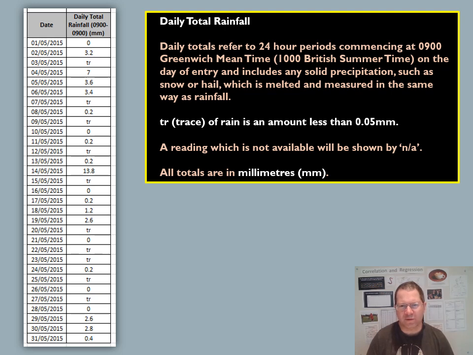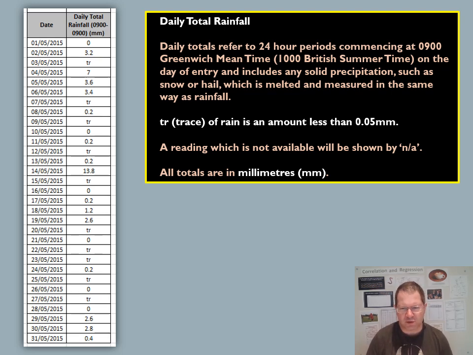Daily total rainfall: again, we're looking between 9 o'clock one morning and 9 o'clock the next morning. You'll notice on the 3rd of May, it says TR, and that represents the word trace, which in itself is an amount of rainfall which is less than 0.05 millimeters, and if you're doing calculations you would normally just call it 0 millimeters. Again, NA would be not available data.